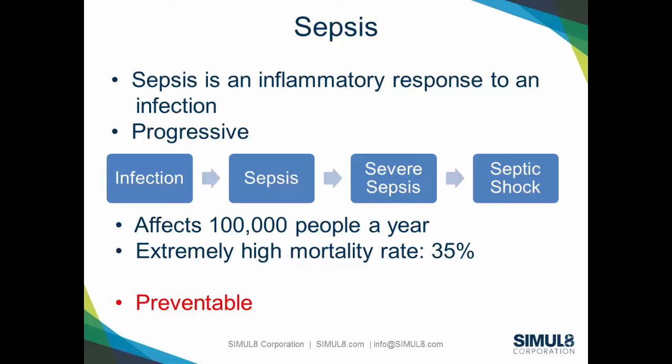So we chose sepsis. As you know, I'm sure, sepsis is an inflammatory response to an infection, and it's progressive. So you start with the infection, you go on to sepsis, you go on to severe sepsis and septic shock. And it affects, in the UK, 100,000 people a year, and there's a very high mortality rate, about 35%, and it is completely preventable. That's an unacceptably high mortality rate, I think, and especially if you know that you could have done something about it.